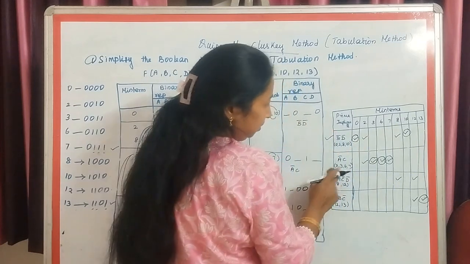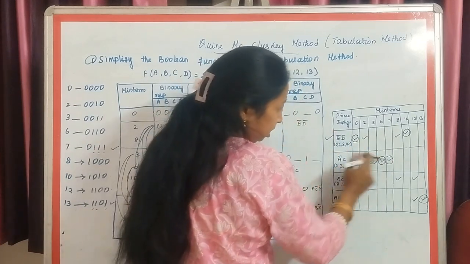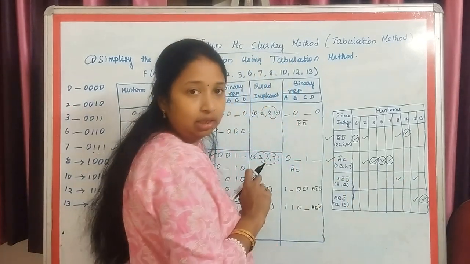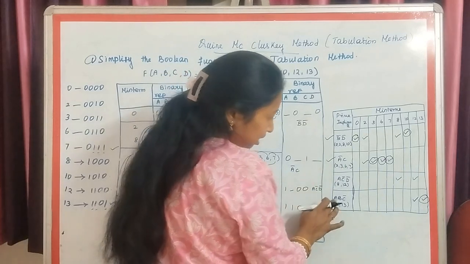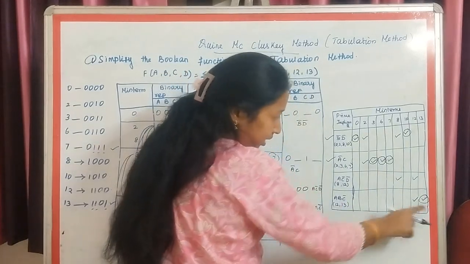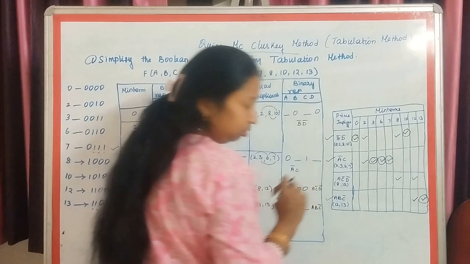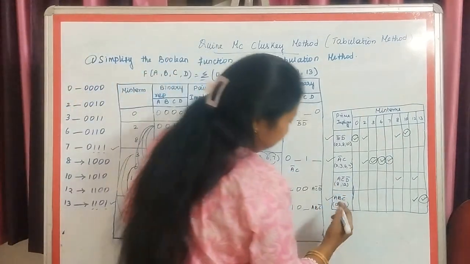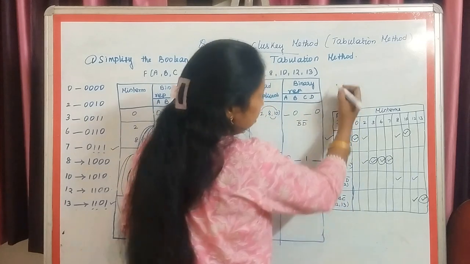So include this term. Check on these. You have circles here. Include these. Check on this row. You don't have any circle here. So you're not going to include this. Check on this row. Here again you have a circle. So include this. Right? Now the final expression is, let me write the expression here.